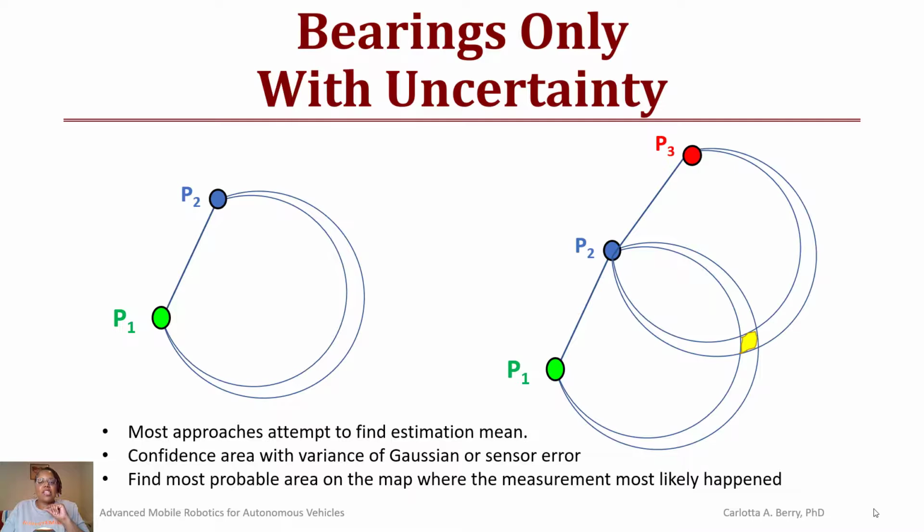So now, looking at bearings only with uncertainty, we model the uncertainty as these 2 circles, these concentric circles that would represent the uncertainty in the sensor reading. And we now could use those to estimate where the robot could have been when it took the measurements. So notice that there are many possible locations if we have 2 landmarks, but if we can triangulate on 3 landmarks, we now will see that this gold area are the possible places where the robot could be when it was able to detect landmarks 1, 2, and 3, because that would represent the intersection of these 2 circles. So most approaches attempt to find some type of estimation mean or some kind of confidence area by using a Gaussian of the sensor area to find the most probable area on the map where the measurement was most likely taken.